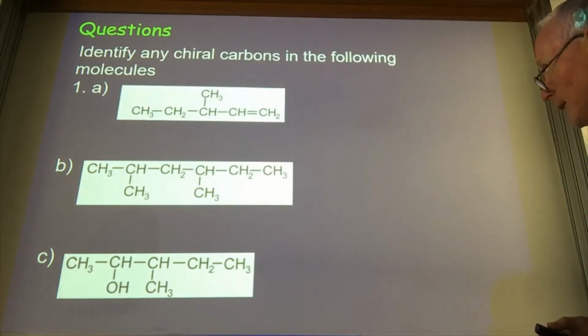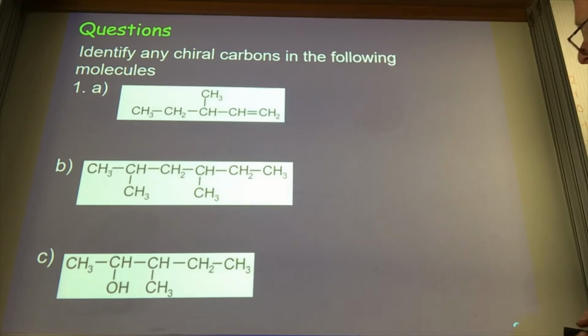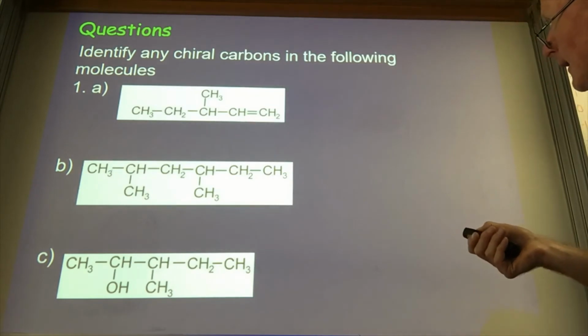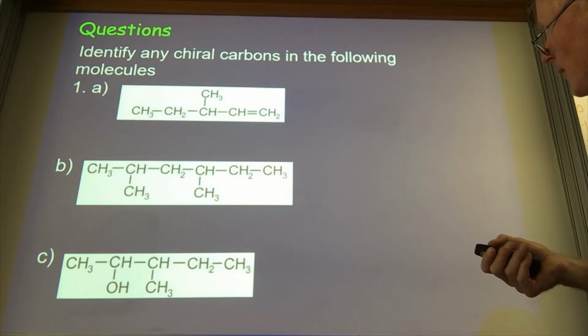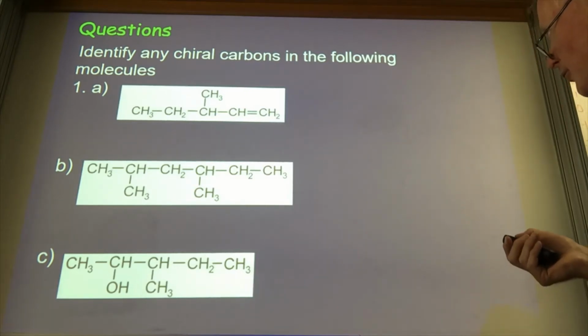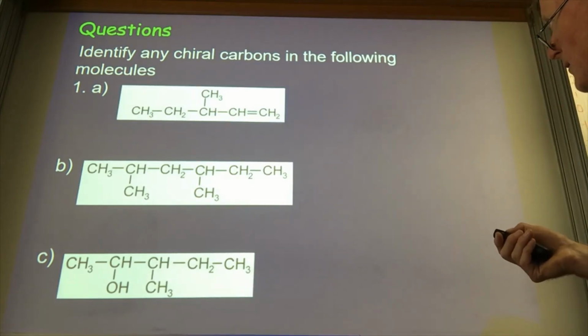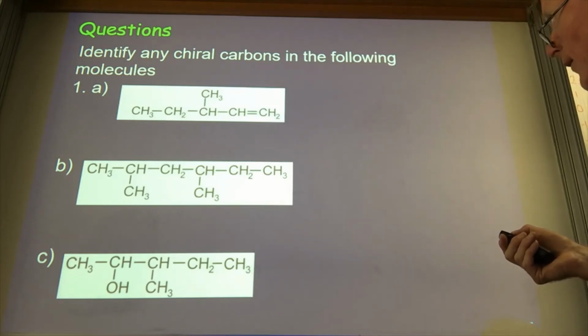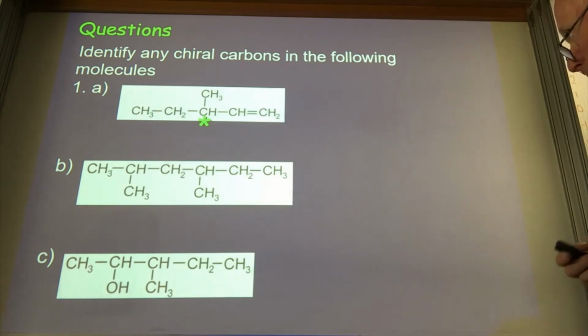Identifying the chiral carbons. So we're looking for a carbon with 4 different things attached to it. Now here in 1A, anything with more than one hydrogen we immediately rule out. Anything with a double bond attached to it we immediately rule out. So that leaves us with this one. Are there 4 different things attached to it? We've got a methyl group, we've got a hydrogen. This end we've got an ethyl. This end we've got an ethyl with a double bond. So they're different, therefore that is a chiral carbon.